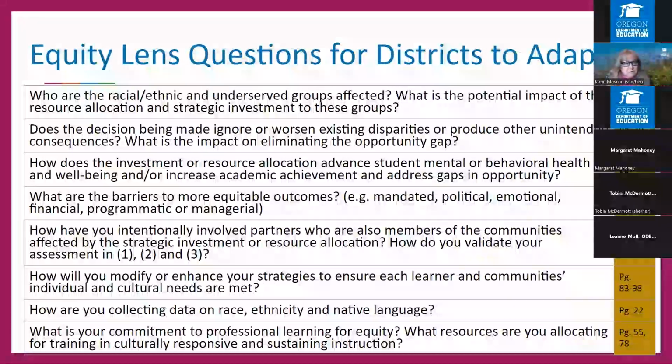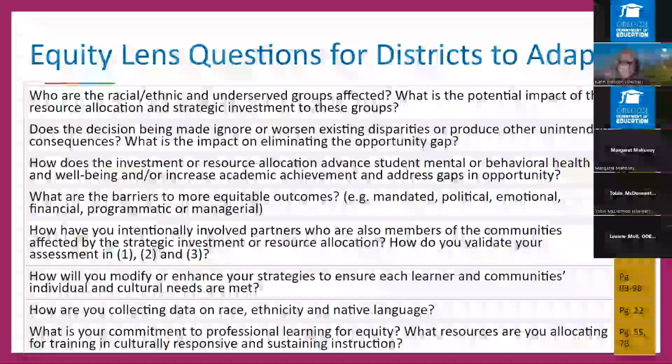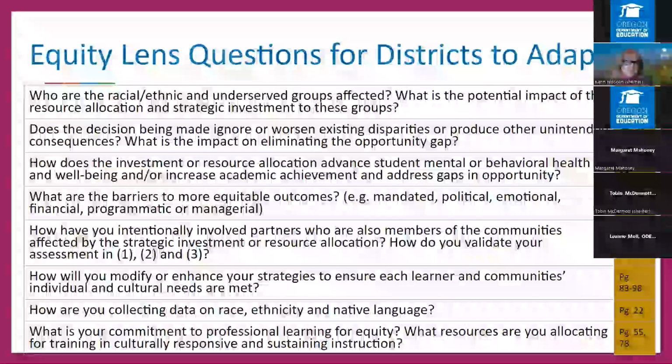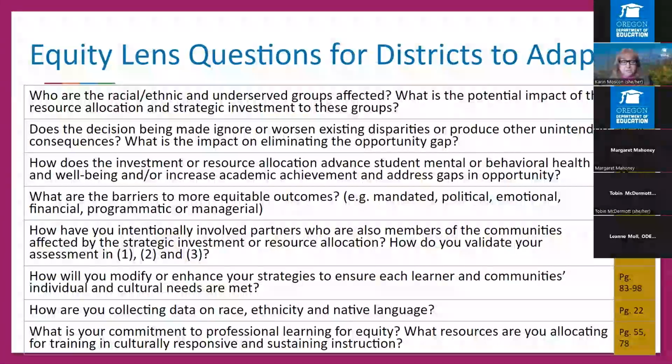If you look at these questions, you'll see that they give the districts a way to target and help them as a tool to think about the decisions that they're making. What would be the impact of those decisions? Are there some other pieces or things that they maybe should have considered that they didn't? Are they reaching out and asking the right people the right questions?